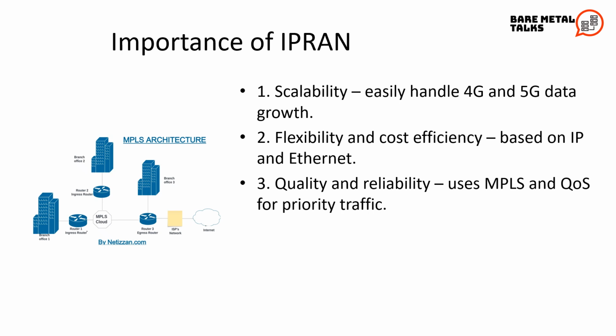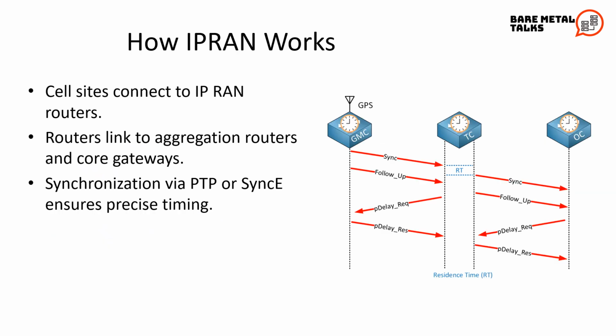How does it work in practice? Each cell site connects to a nearby IPRAN router. Those routers link to aggregation routers, and finally to the core gateways. The entire path is managed using IP/MPLS, and for precise timing, operators use PTP, Precision Time Protocol, or SyncE, Synchronous Ethernet. These ensure accurate synchronization, which is essential for LTE and 5G performance.